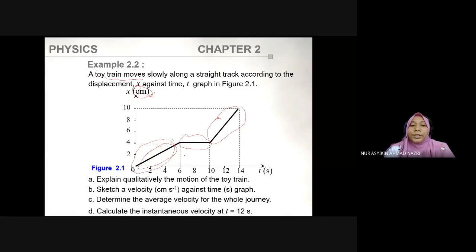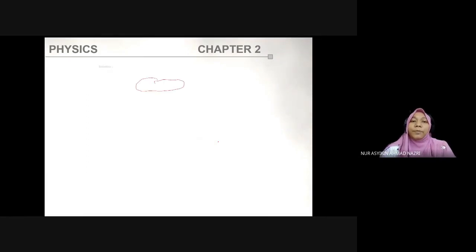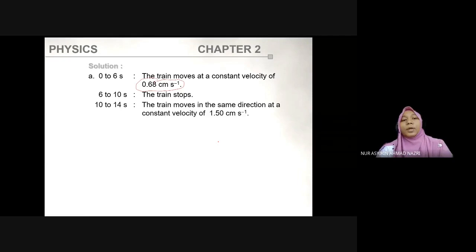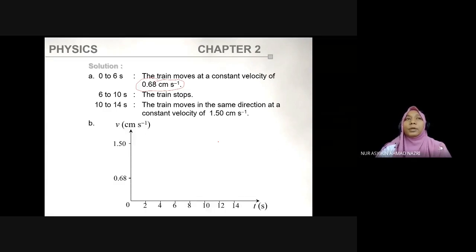Okay, B, sketch a velocity against time. So velocity against time, so this one is the graph for displacement against time. So you need to sketch velocity against time. So that's where we use the information from soalan A tadi. Soalan A tu dah mention, okay, from 0 to 6 seconds, move with that constant velocity. So, easy for you to draw the, alamak dah kilap pula.